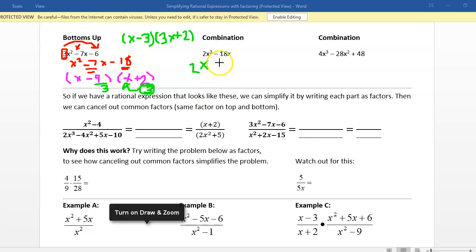Now, what would I be left with when I divide by 2x? I would be left with x squared minus 9. Looking at that factor, x squared minus 9, I realize I can factor more. That's my difference of perfect squares. So my final factoring would be 2x times x minus 3 times x plus 3.